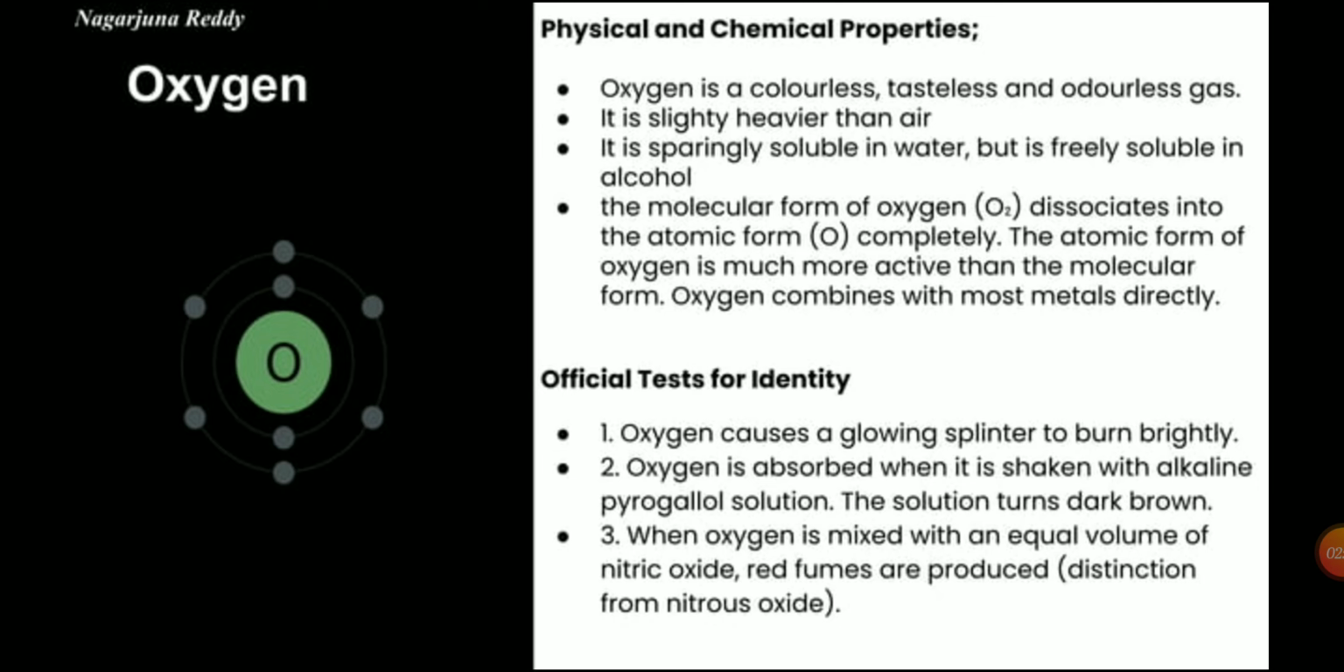Next is the official test for identity. What are the official tests available? Oxygen causes a glowing splinter to burn brightly. Where fire is lit, fire cannot burn without oxygen; oxygen supports the fire. Oxygen is absorbed when shaken with alkaline pyrogallol solution, and the solution turns dark brown. When oxygen is mixed with an equal volume of nitric oxide, red fumes are produced. These are the official tests for identity, to check whether oxygen is present or not.